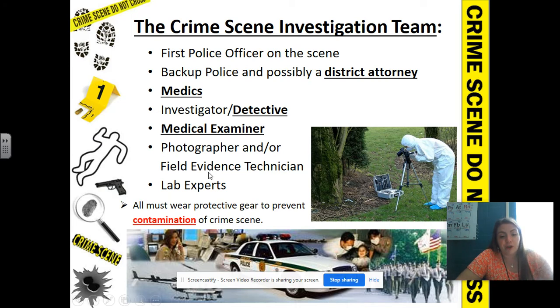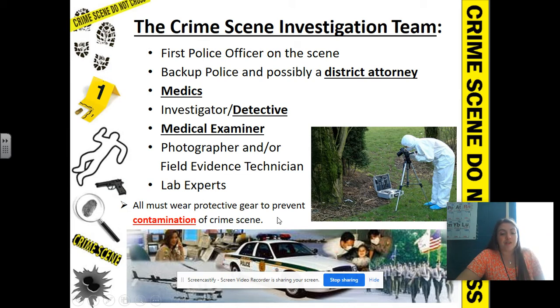And then the field evidence technicians or the CSI people, those would be the ones that come in. So the crime scene investigators come in to actually take in evidence. So bag, tag, follow chain of custody. Now, lab experts sometimes have to come in. So if you're an entomologist, then you might have to come in to collect bugs. But that's only if there is a specific reason why you would have to come in.